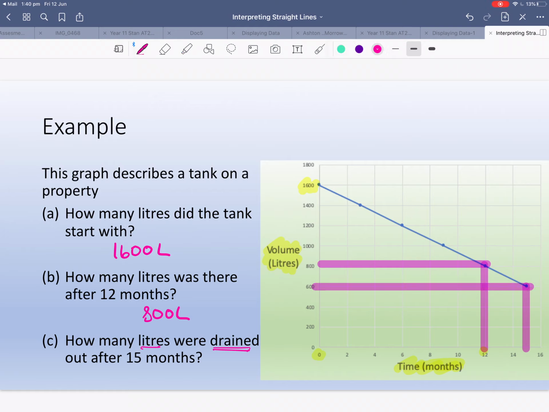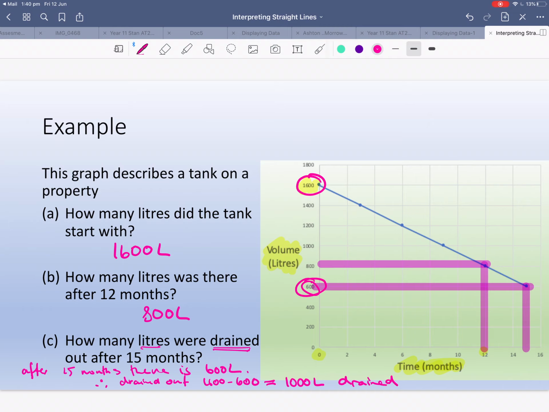So I'm going to write that. After 15 months, there is 600 litres, so that's that there. Therefore, drained out is 1600 minus 600, because we started with 1600, there's 600 left, so that means there's 1,000 litres drained. Okay? So you've got to be careful how the question asks it. Anyway, that's interpreting straight line graphs.